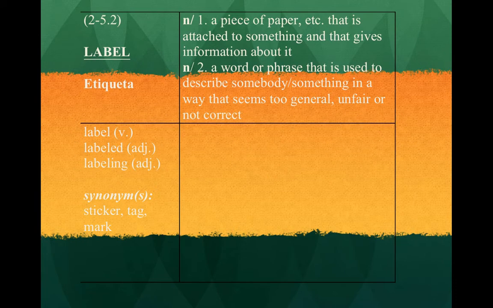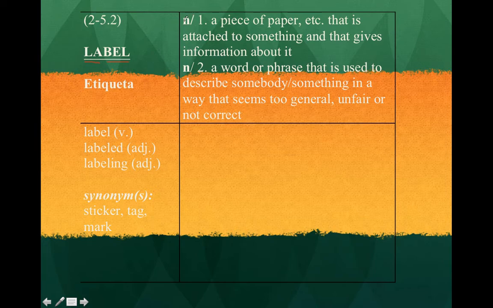Okay. Today's word is label. Let's go over the syllables. Label has two syllables. First one is ley, and the second one is bull. Label. Label. En español es etiqueta. La etiqueta.